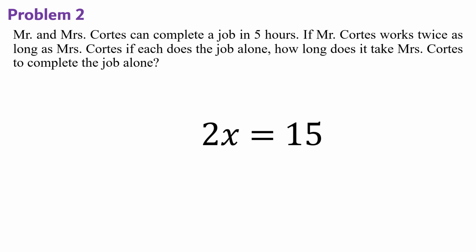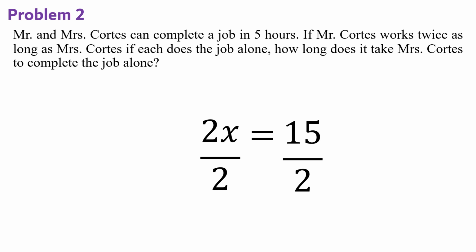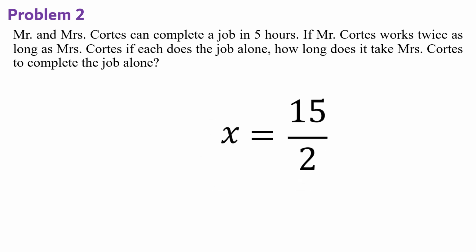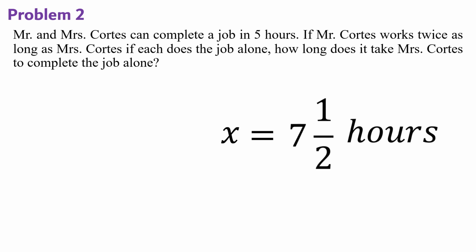Then divide both by 2, so that that 2 will be eliminated and x will be left alone at the left side. So we have x equals 15 halves. But then again, it's an improper fraction, so we're going to change it to mixed form. So 15 over 2 in mixed form is 7 and 1/2. So that means Mrs. Cortez alone doing the job will take 7.5 hours.